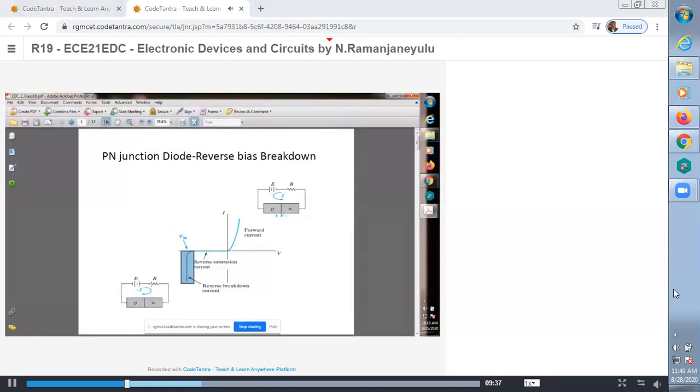Okay, here there is a resistor. That resistor's main purpose is to limit the current. In reverse bias, the main purpose of this resistor is to limit the current. Otherwise, ideally infinite current flows through the PN junction after breakdown.